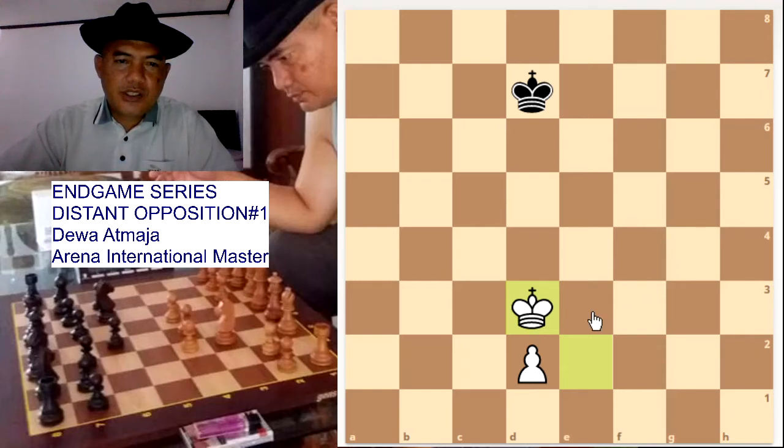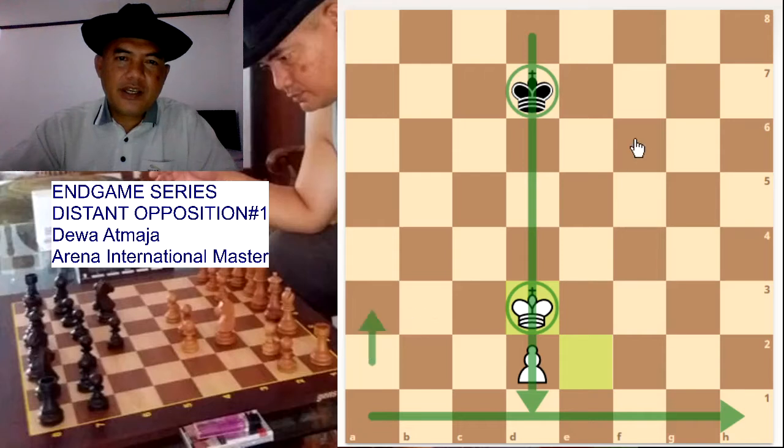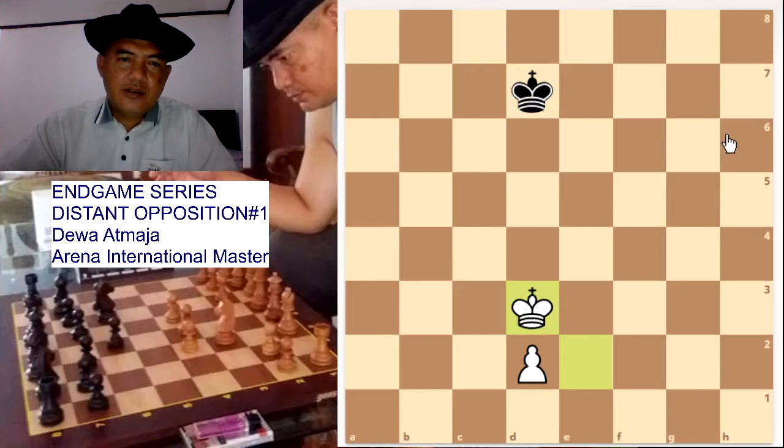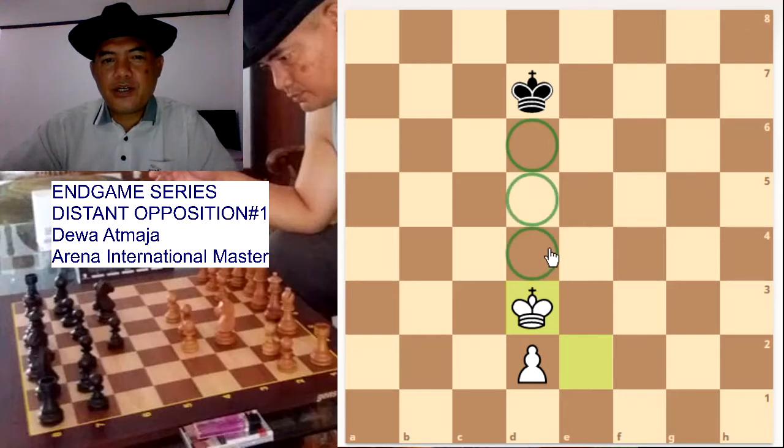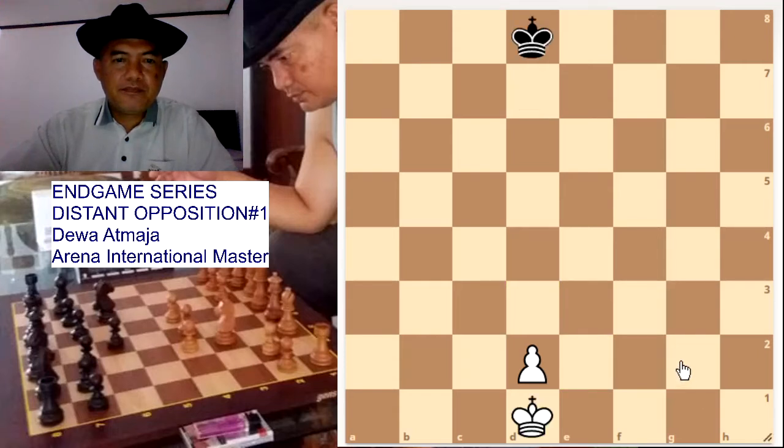The distant opposition is the state where the white king and black king are on one file, or one rank, or even one diagonal, with three or five squares in between. A position like this is called the distant opposition. Now we can go to this example.